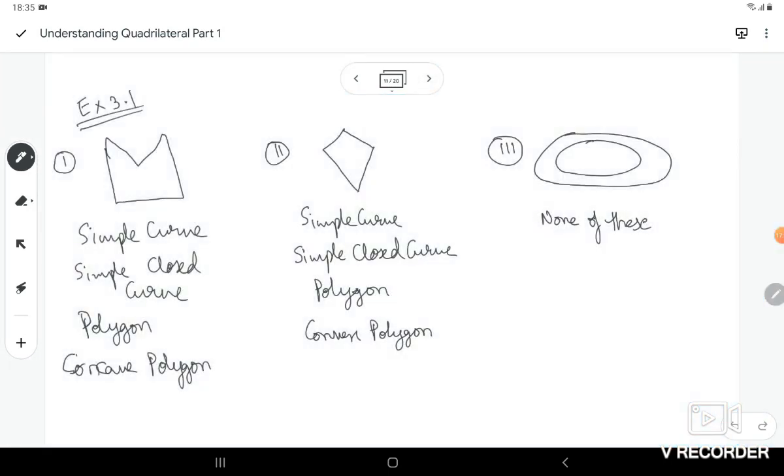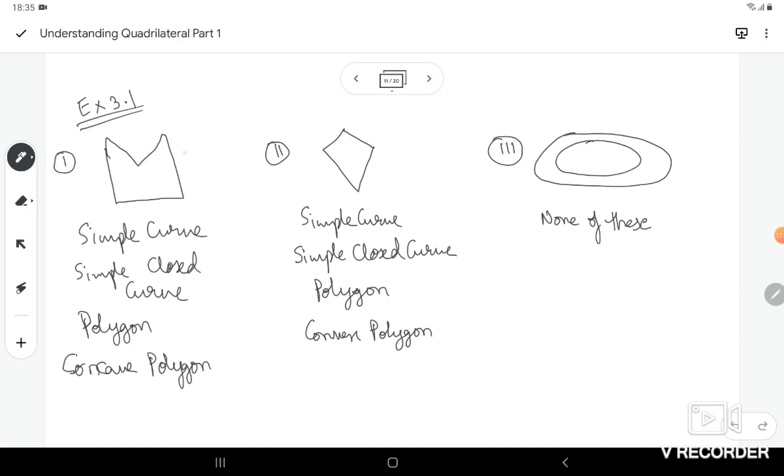Now coming to the first question of exercise 3.1 of this chapter. Now the question says, given here are some figures and we have to classify each of them on the basis of whether it's a simple curve, a simple closed curve, a polygon, a convex polygon, or a concave polygon, or some of them or all of them. We have to find.